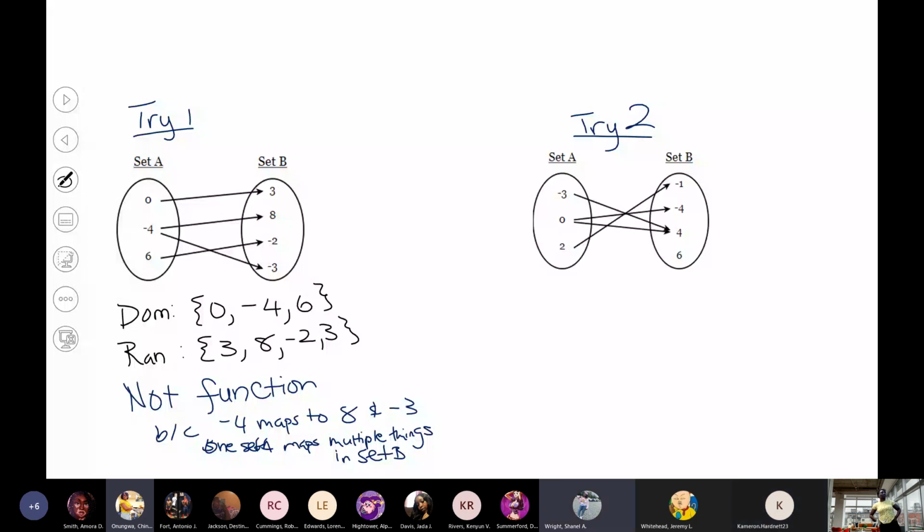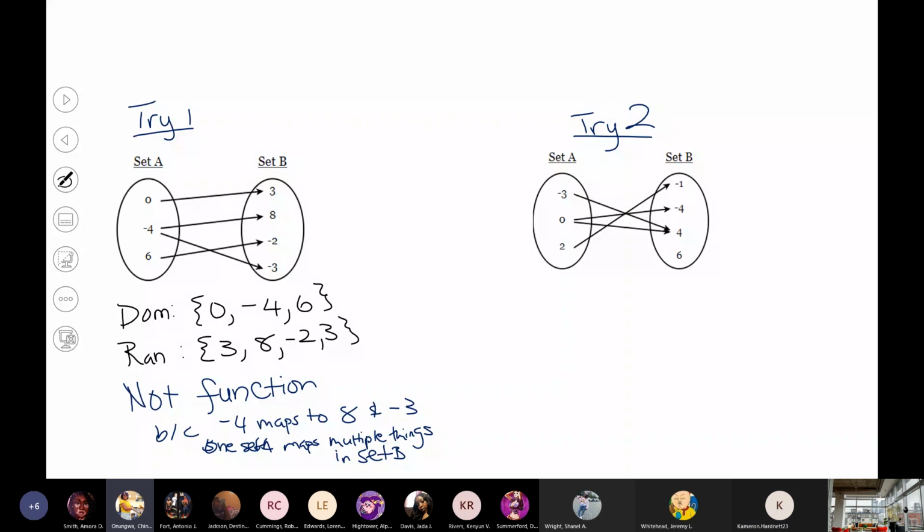Because every input has an output. Every input does have an output, but it's still not a function. Why do you say it's not a function? Because 0 is pointing to 2 on the other side. It's going to 2 different things, 2 different elements of B, right? Yes. Okay, so you heard that?